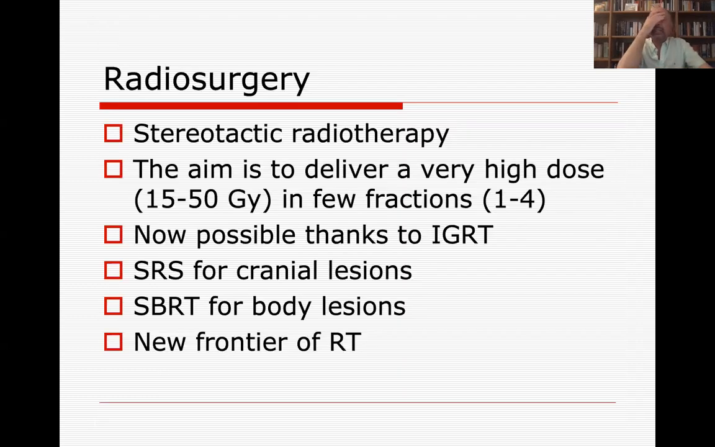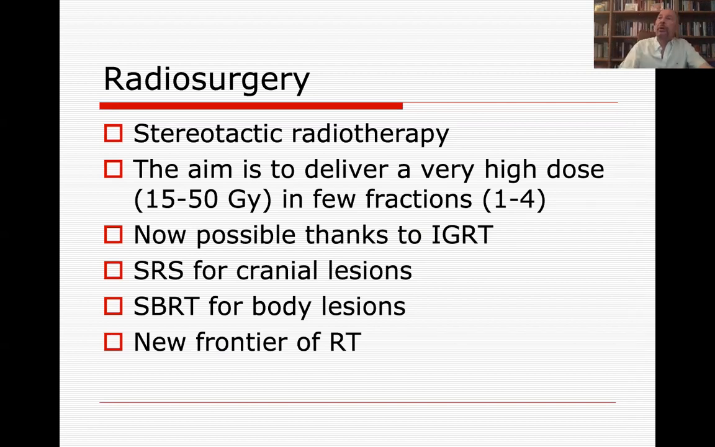Now, you can use the LINACs to do radiosurgery. Radiosurgery, also called stereotactic radiotherapy, aims to deliver a very high dose in very few fractions. So few, eventually, that you call it surgery, because if you do it in one fraction, it's comparable to the surgery that is done, of course, in one fraction.